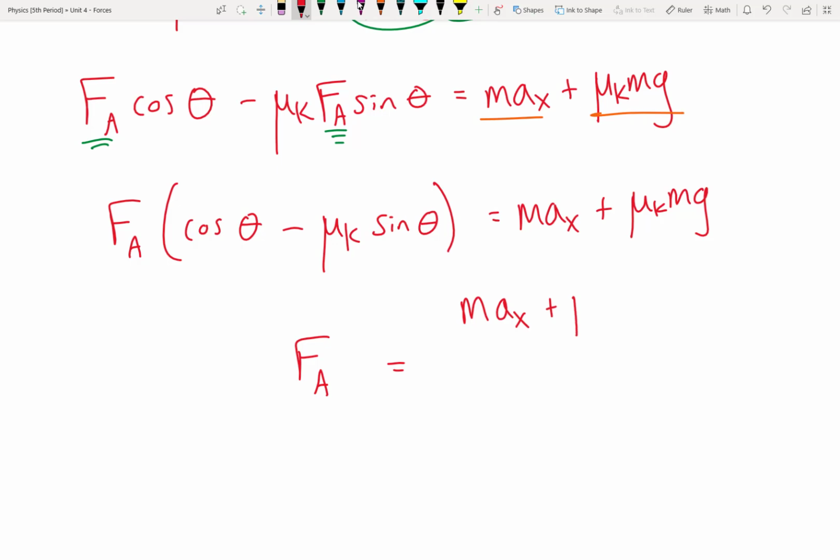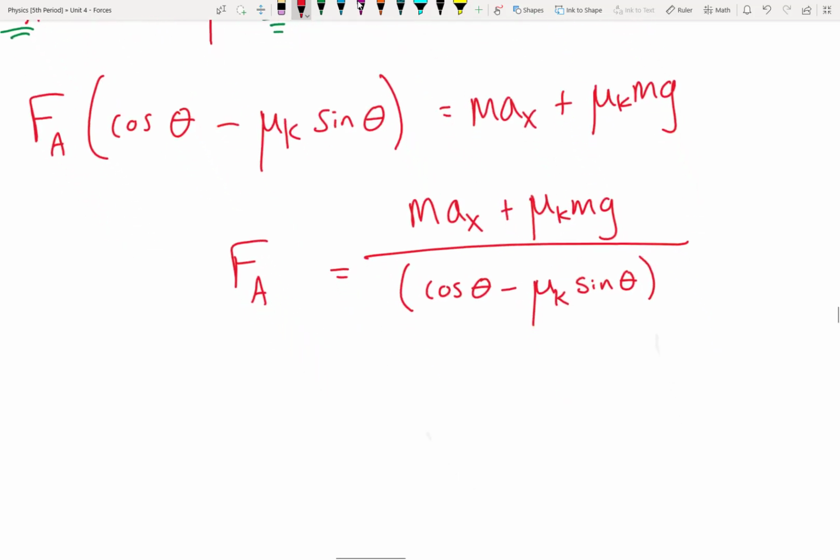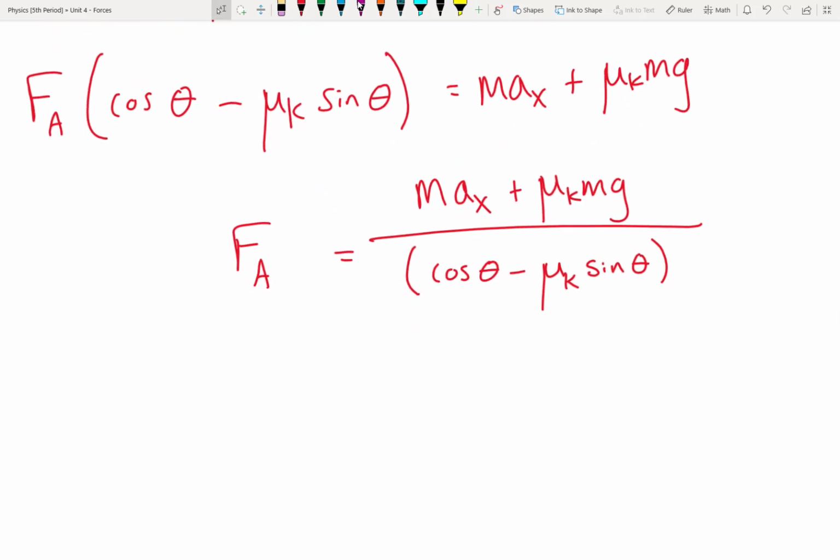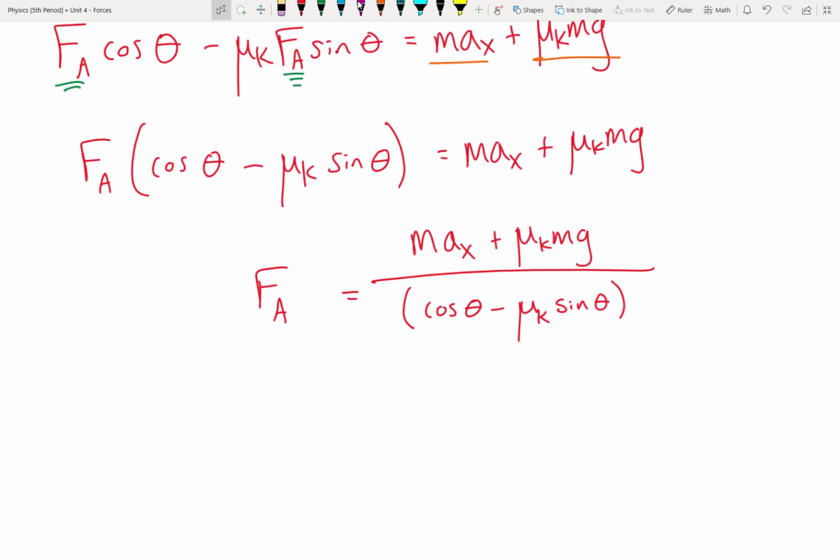max plus mu k mg divided by, keep these parentheses here so that when I put it in my calculator, I am not deceiving myself and messing up order of operations with the denominator. Be careful with that. Put it into your calculator a bunch of different ways. Solve the numerator by itself first, then the denominator, then divide them. Just do it a few times. Make sure you don't do that this last input into the calculator part wrong.